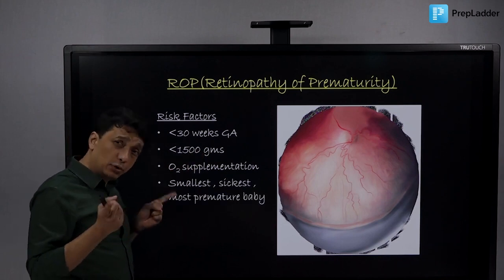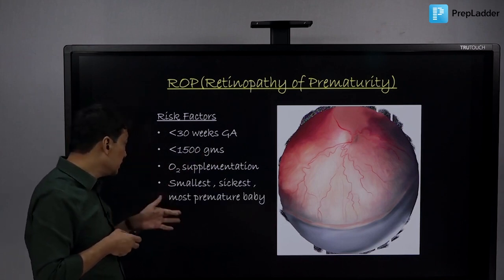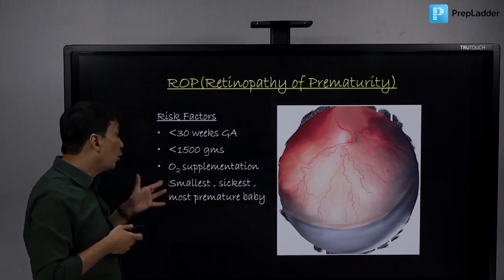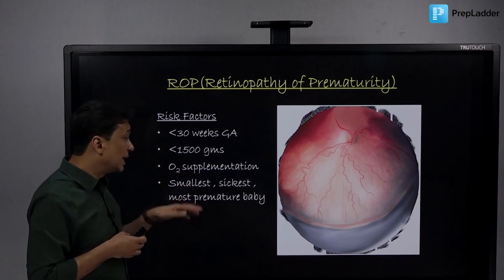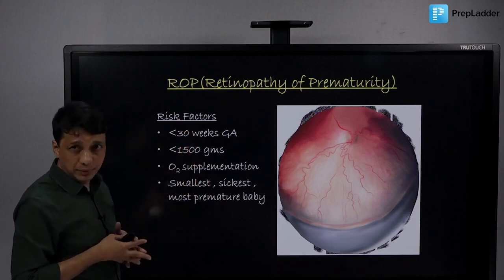So please remember, for your summary, it's the smallest, the sickest, and the most premature baby who has the highest risk for developing ROP.